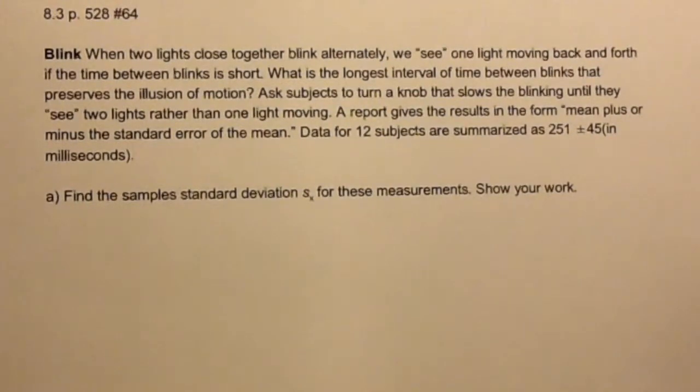We're back in section 8.3, working on page 528, number 64, blink. When two lights close together blink alternately, we see one light moving back and forth if the time between blinks is short. What is the longest interval of time between blinks that preserves the illusion of motion? Ask subjects to turn a knob that slows the blinking until they see two lights rather than one light moving.